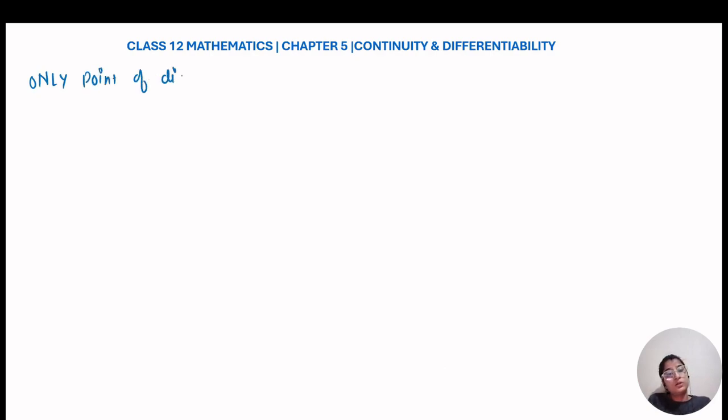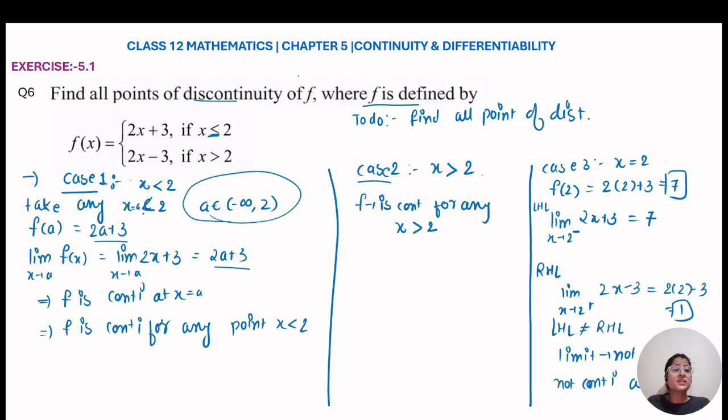discontinuity is x equals 2, because in the question we have to find the set of all points where the function is discontinuous. This type of question is very important.